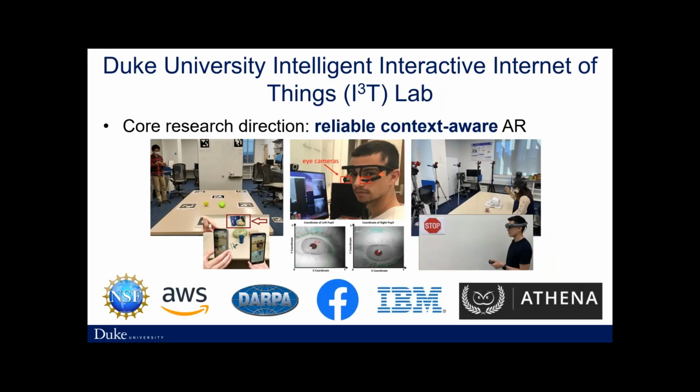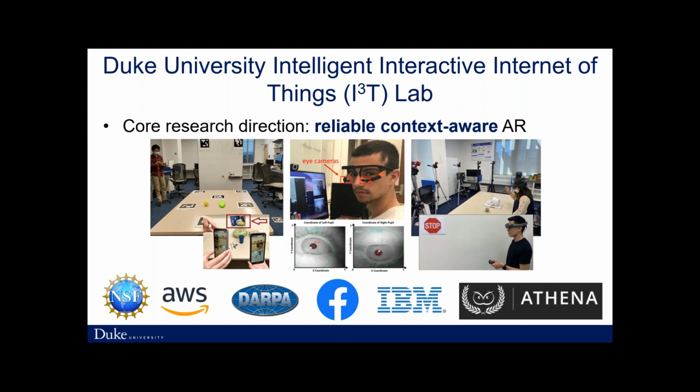At Duke, I lead the Intelligent Interactive IoT Lab, where our goal is to create infrastructures that enable augmented reality to be reliable and context aware. And when I talk about reliable augmented reality, I mean augmented reality that you would truly trust your life to, that you would trust to have as a part of a medical procedure that's done on you, or you would trust to guide you in working with a large and potentially dangerous robot, for instance.